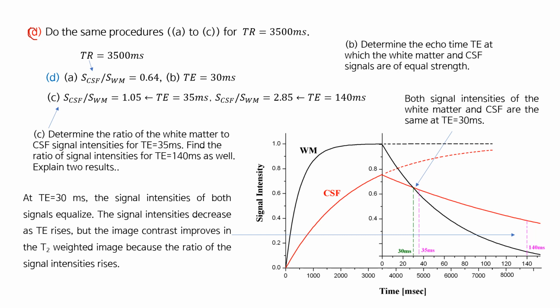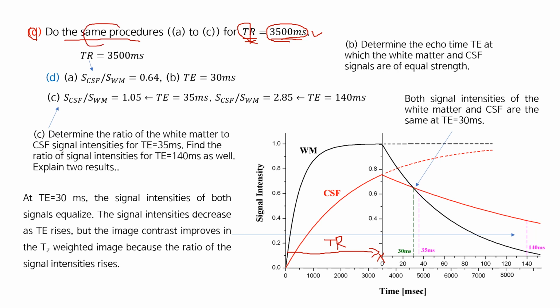Next question. Do the same procedures for TR equal to 3,500 milliseconds. Previously, we used TR of 2,500 milliseconds, but in this case, we use a longer TR. TR from here to here is TR, right? So we use a longer TR in this case.